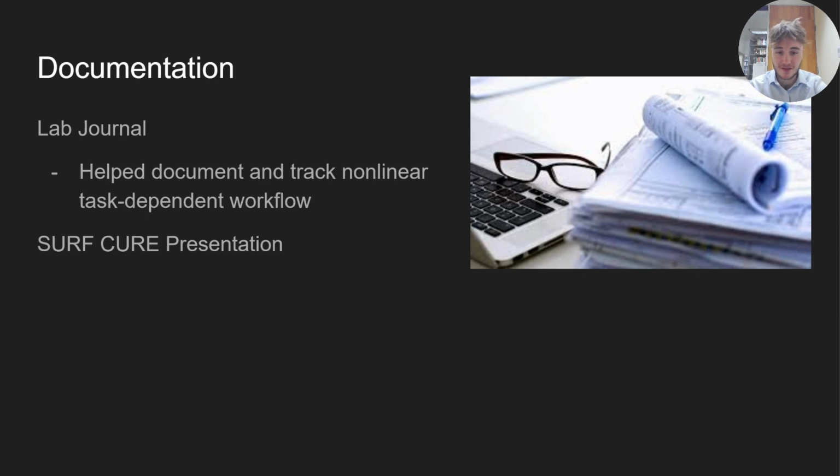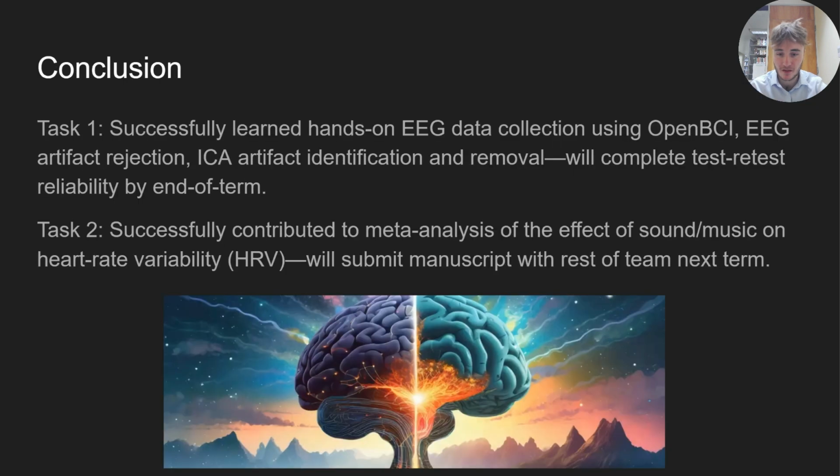The primary means of documentation used was a lab journal that detailed my day-to-day progress of the 30 to 40 hour work week of research over the summer. This helped document, track, and keep up with the work assigned to me. In addition, this lab journal was greatly beneficial in creating this SURF CURE research presentation. Funnily enough, this SURF CURE research presentation is also a part of the documentation process.